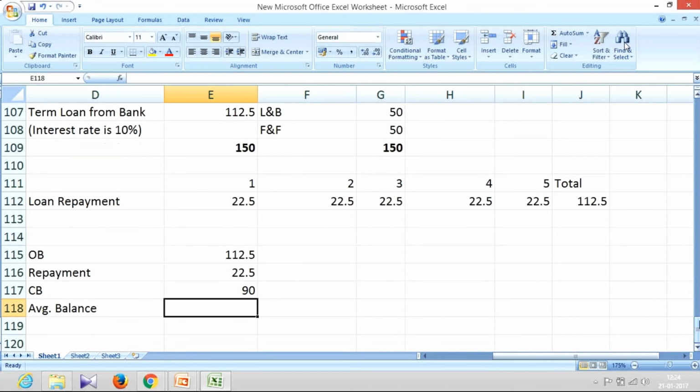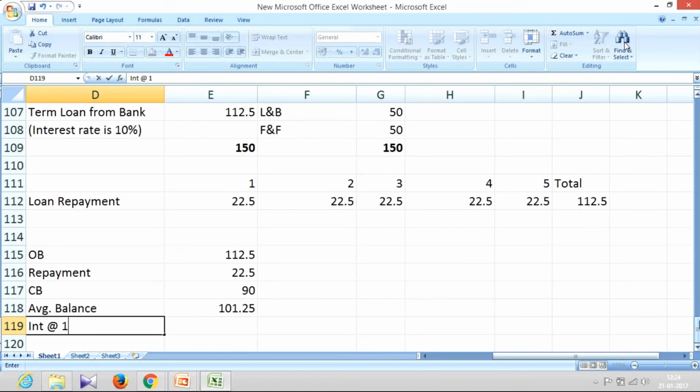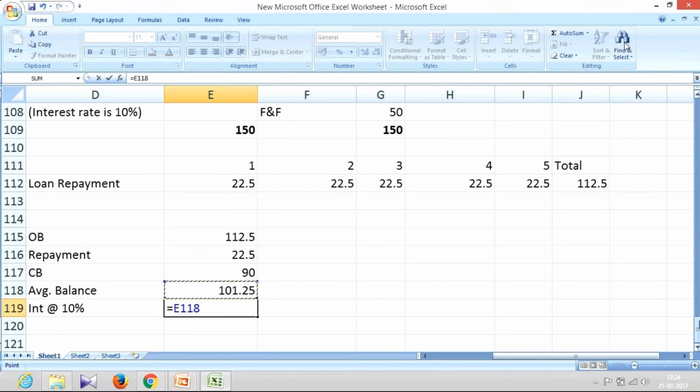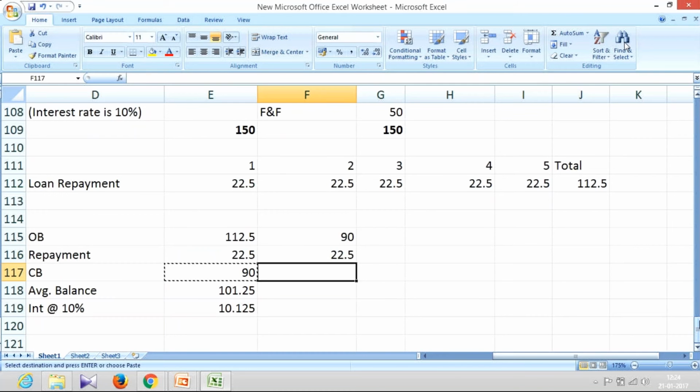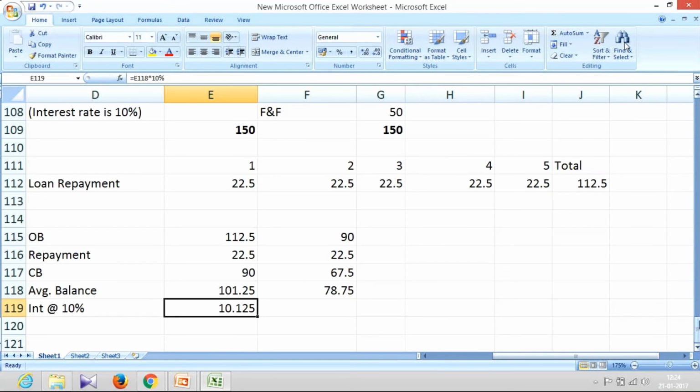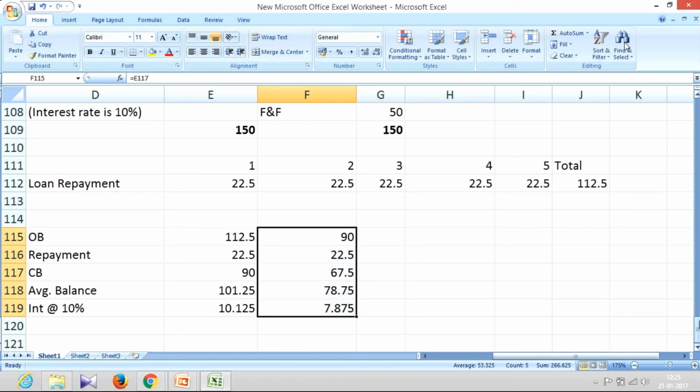So let me arrive at what is known as average balance. Average balance is nothing but 112.5 plus this 90, divided by 2. This is going to be the average balance, and on this average balance, let me apply interest at 10%. So 101.25 multiplied by 10%. This is going to be the interest which I pay in the first year. Now what will be my opening balance in the second year? Obviously this closing balance of the first year, 90. Again, I have repayment of 22.5 in year 2. My closing balance will be 90 minus 22.5, which is 67.5. My average balance is 78.75, and interest at 10% will be 7.88.